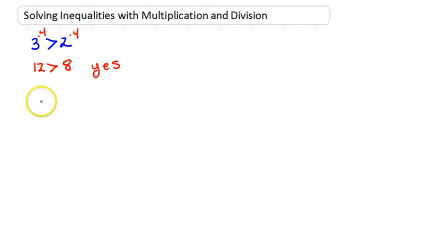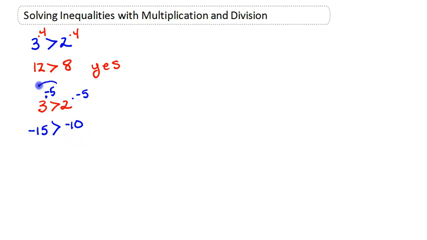What if I have the inequality 3 is greater than 2, and I decide to multiply both sides of it by a negative 5? 3 times negative 5 is negative 15, and 2 times negative 5 is negative 10. Is this inequality still true? Well, it's not. We know that in negative numbers, negative 15 would be less than negative 10.